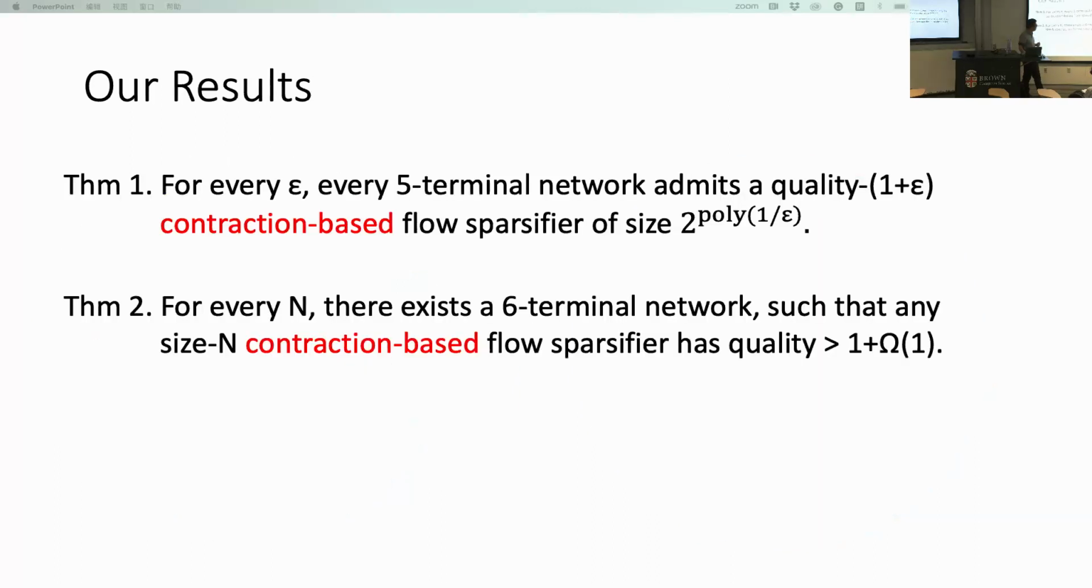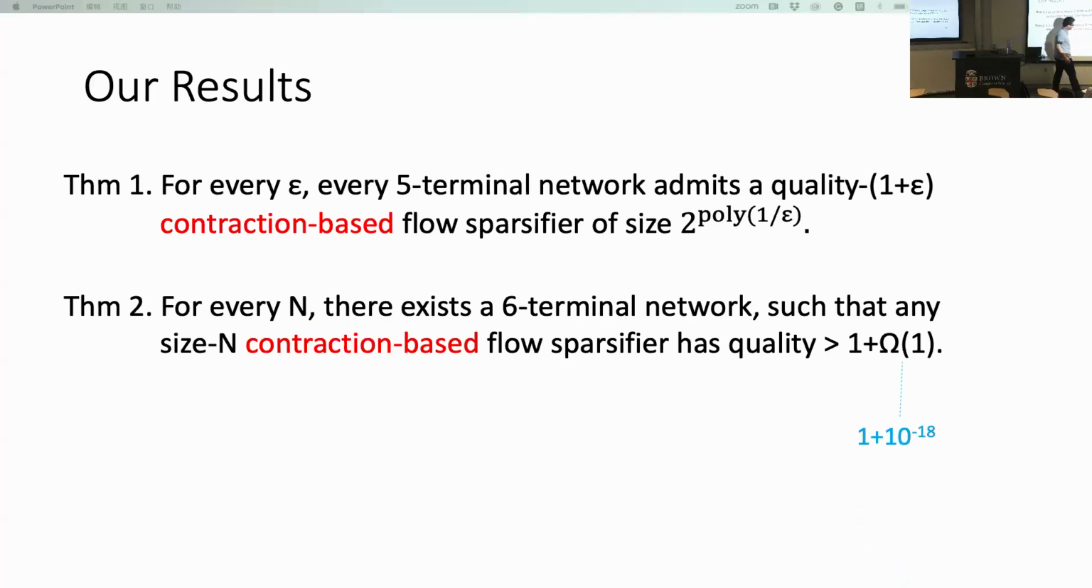Okay. So our result is actually saying that for the contraction-based flow sparsifier, we cannot get 1 plus epsilon in finite size. So there are two results. For every 5-terminal network, there is a quality 1 plus epsilon flow sparsifier with size depending only on epsilon. It depends on both 5 and epsilon, but 5 is constant, so it's okay. But there exists a 6-terminal network such that no matter what bound you give me, I can construct for you a graph such that any sparsifier not exceeding this bound has quality bounded away from 1, not 1 plus epsilon.